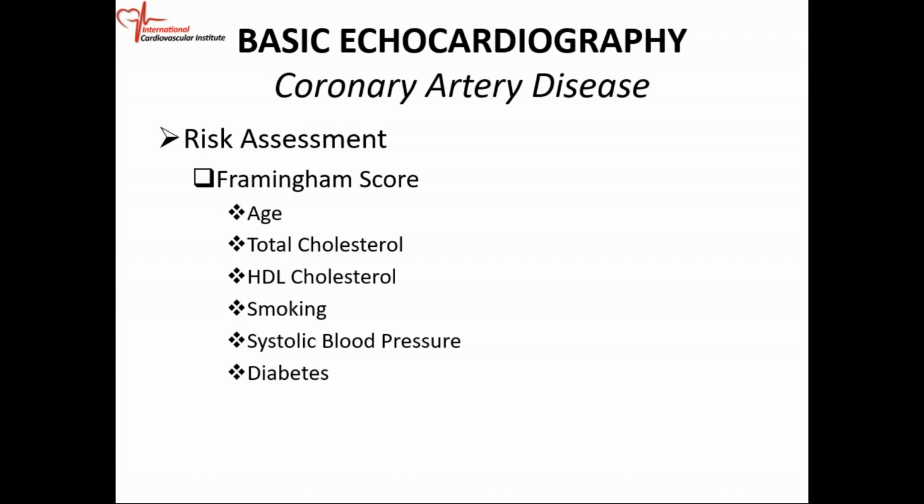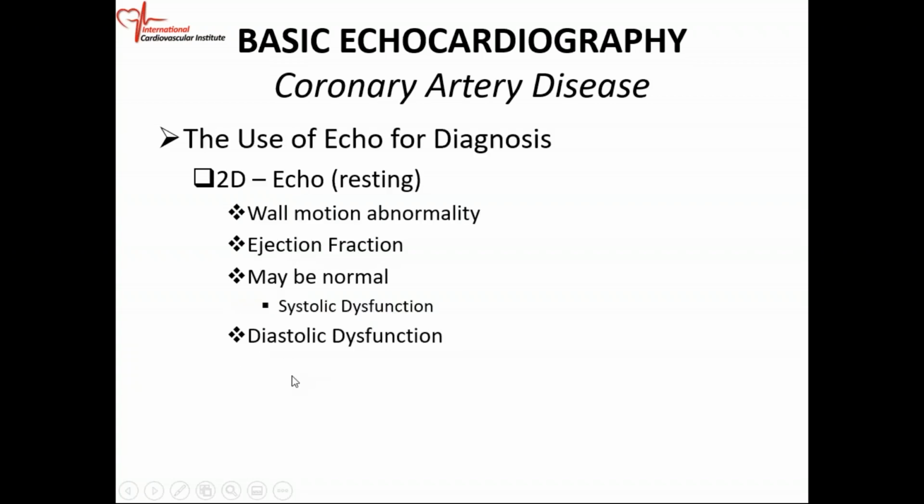So you can do risk assessment, and there are multiple different scores that you can use to do risk assessment. Remember we spoke about the atherosclerotic cardiovascular disease risk score, and it looks at these things. Most of the risk scores, the Framingham score, whatever score you're going to look at, the Seattle score, they look at age, cholesterol, smoking, blood pressure, diabetes.